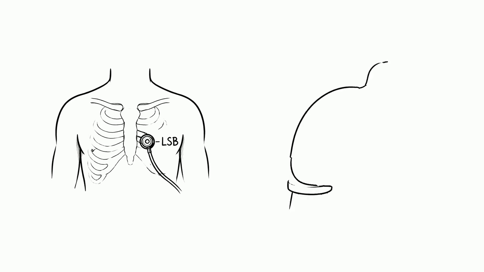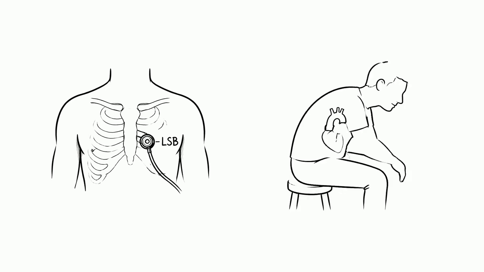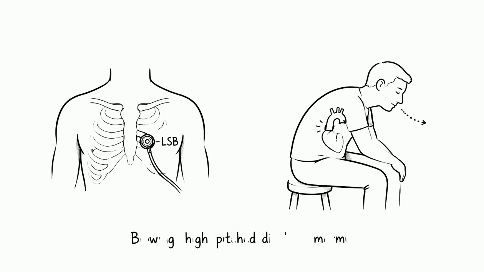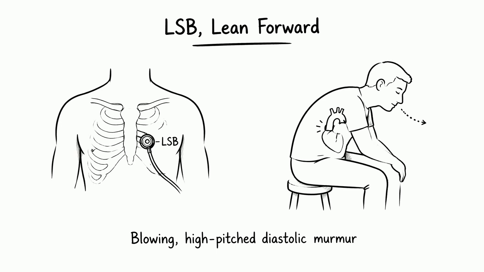Location and positioning help you hear aortic regurgitation best. The murmur is best heard along the left sternal border. Leaning forward brings the aortic root closer to the chest wall. High pressure through a small leak makes it blowing and high-pitched.